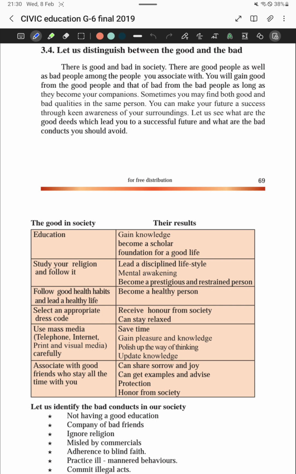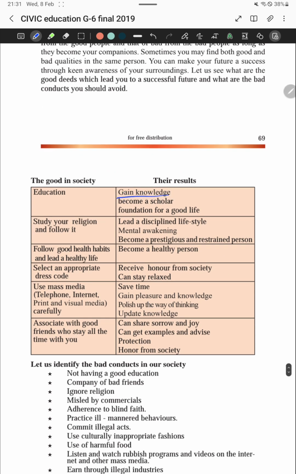First of all, you have to know about the goods in society. What are the good things that you can see in society? When you consider education, if you can find good education in that society, that means you can get more knowledge from the society. When education is highly advanced in society, you can get more knowledge from the educational sector, and you can become a scholar. Scholar means a good student and a clever student with the education that you have gained from the society.